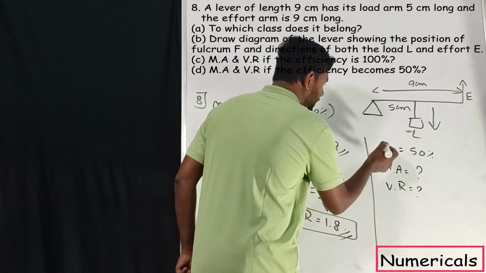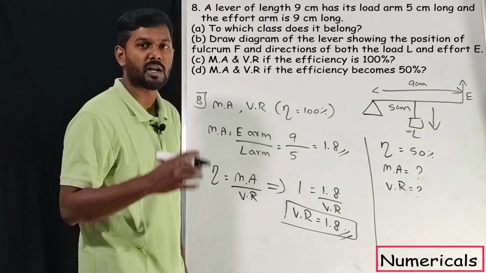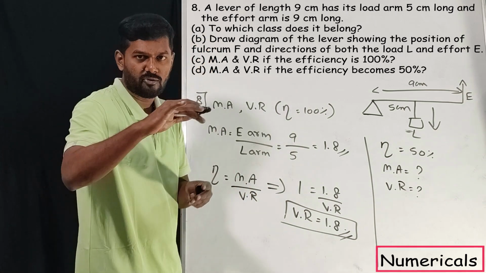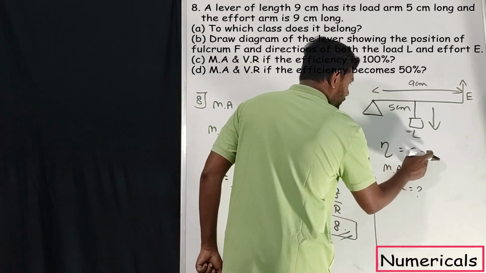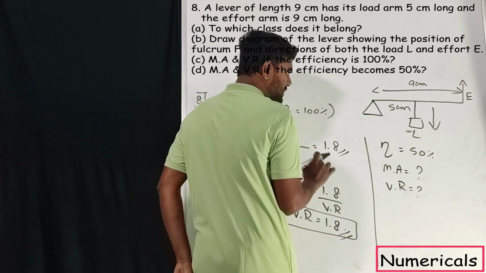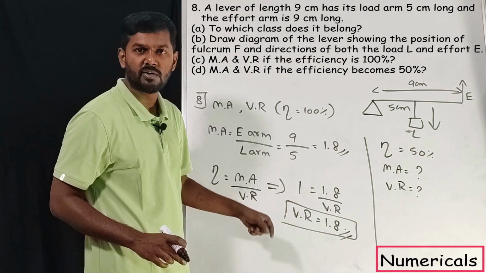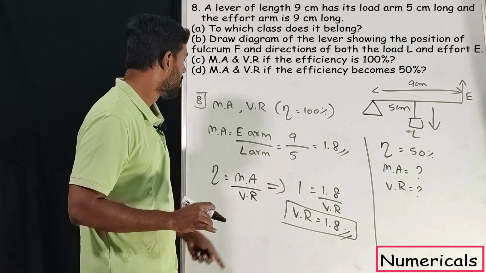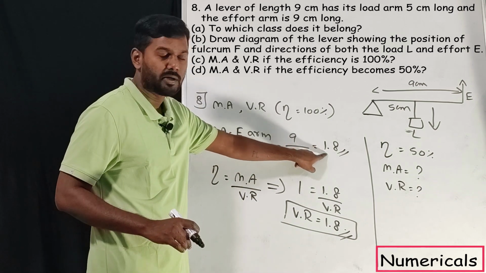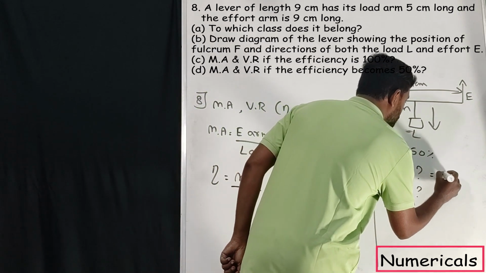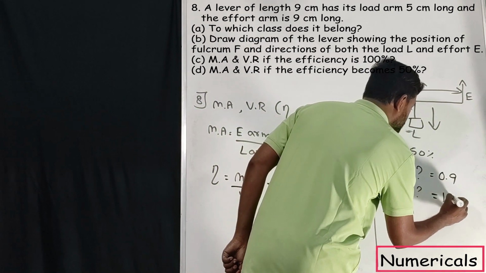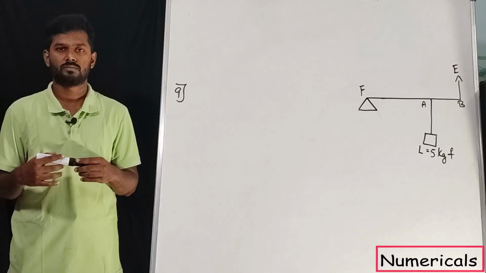So first thing is, if efficiency reduces to 50%, how much has it reduced? Half of the original value, correct? Half of the original value. If efficiency is 50%, half of the original value, mechanical advantage will also become half of its original value. What is the original value? It's 1.8. Half of it will be 0.9, so mechanical advantage will be equal to 0.9 and velocity ratio will remain the same.